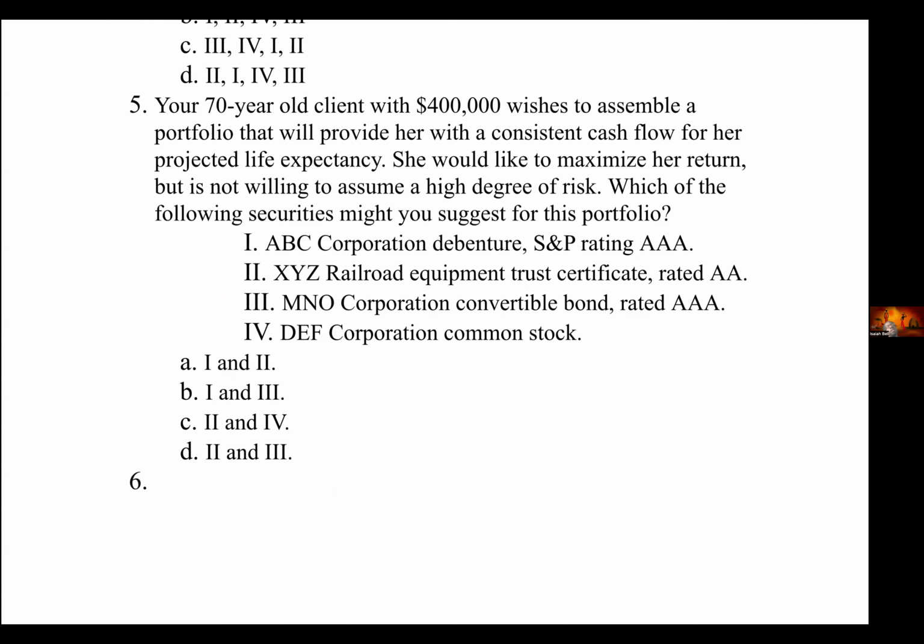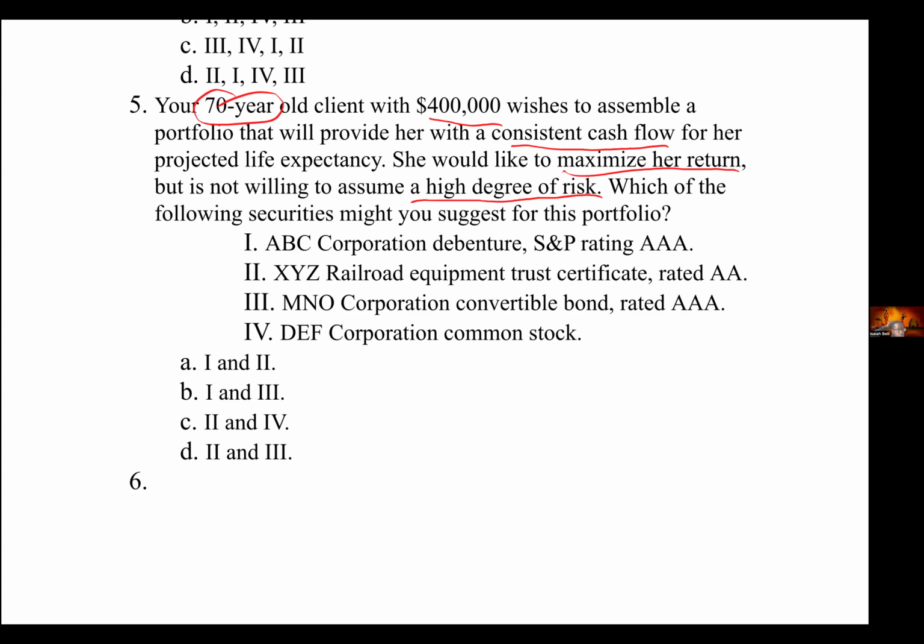Number 5. Your 70-year-old client with $400,000 wishes to assemble a portfolio that would provide her with a consistent cash flow for a projected life expectancy. She would like to maximize her return, but is not willing to assume a high degree of risk. Which of the following securities might you suggest for this portfolio? All right, so she's 70 years old, so she's up in age. 400,000. She wants consistent cash flow for a projected life expectancy. She wants to maximize her return, but is not willing to assume a high degree of risk.